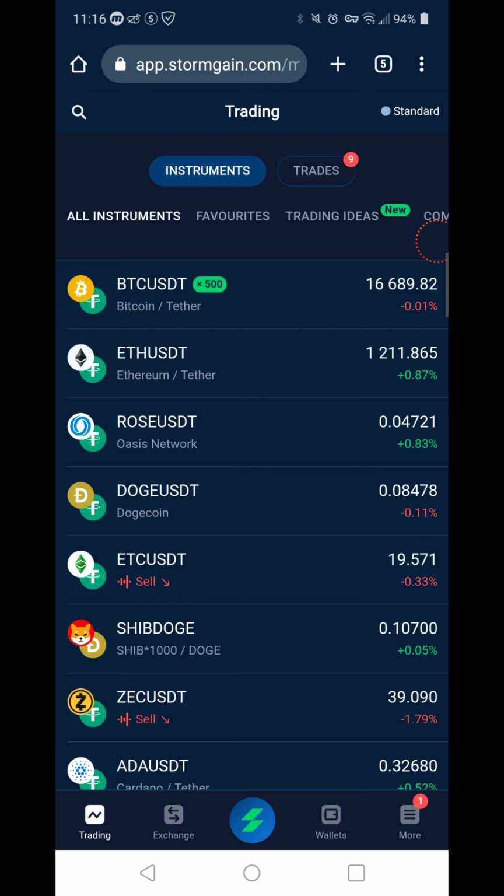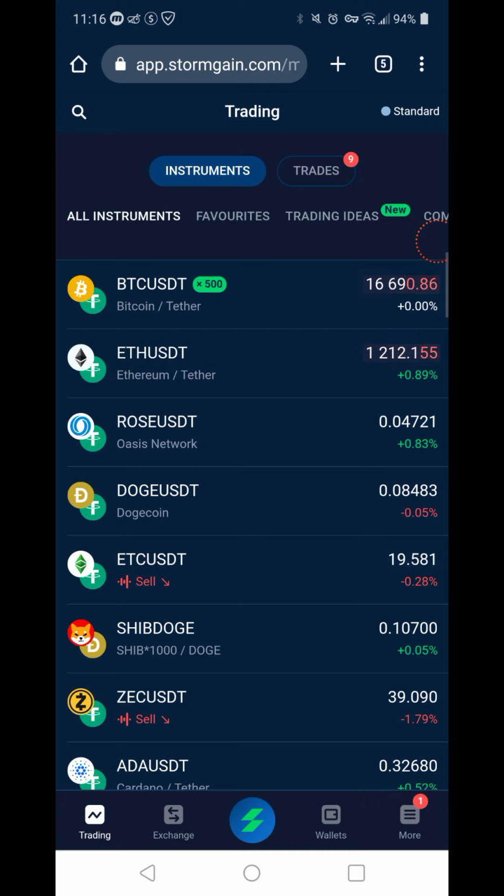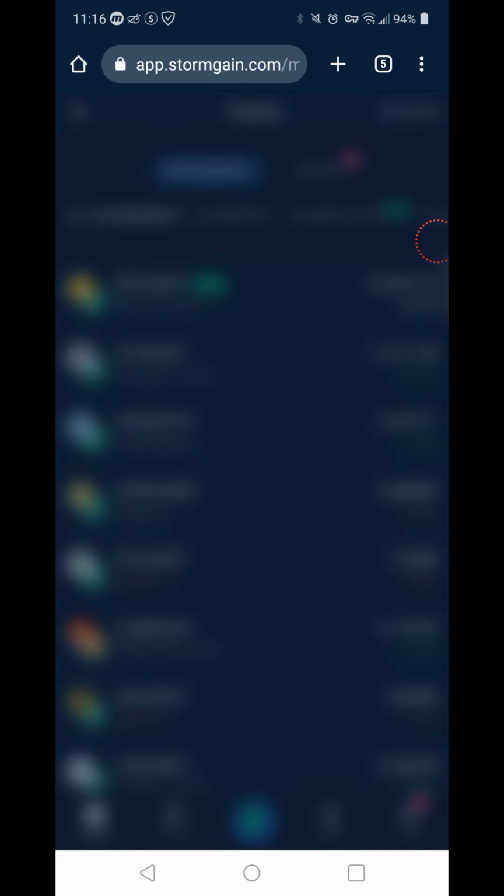Essentially, Stormgain is a website, an app, whatever you want to call it, a service that allows you, and I'll show you right here, this bottom bar. You hit the blue circle with the green lightning bolt in it, and this allows you to mine crypto for free.